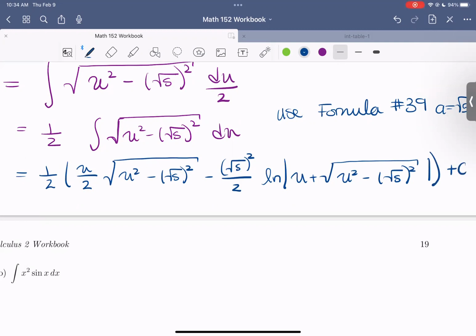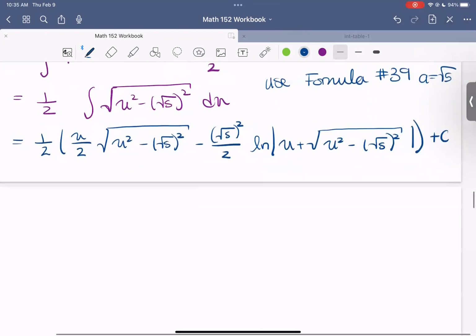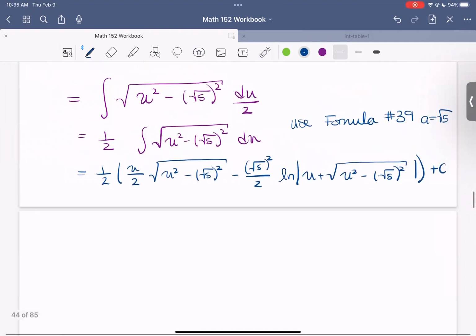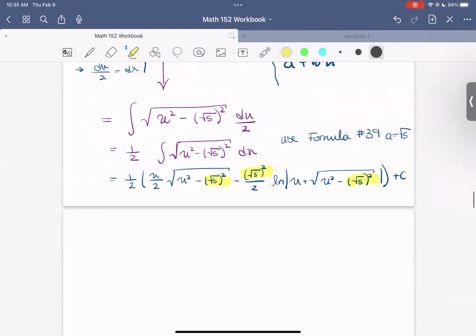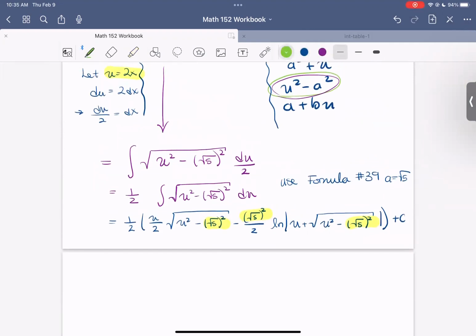We can clean this up a little bit. We can square those square roots of 5, which simplifies things. We can just write 5 instead of a square root and a square. And we need to substitute back in for u. Let's go ahead and do that in the next step.